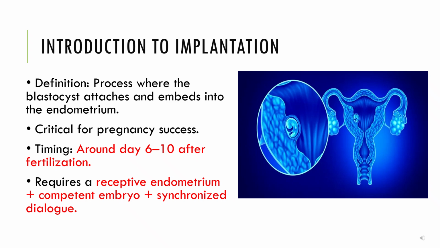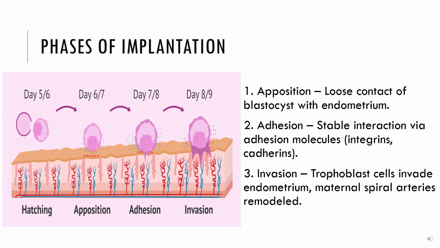This step is absolutely essential for establishing pregnancy. It usually happens about 6 to 10 days after fertilization. Successful implantation requires three things working together in harmony: a receptive endometrium, a healthy and competent embryo, and a synchronized communication between the two. Implantation does not happen in one single step. It progresses in three distinct phases.